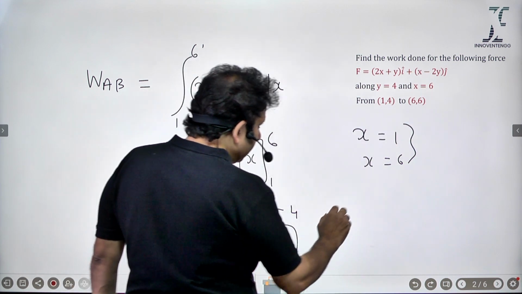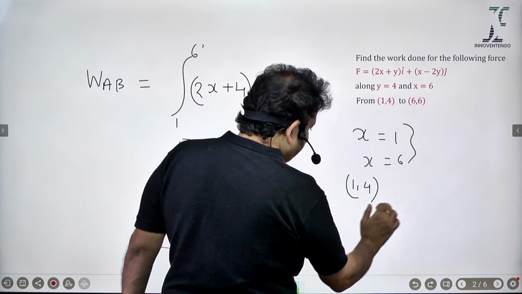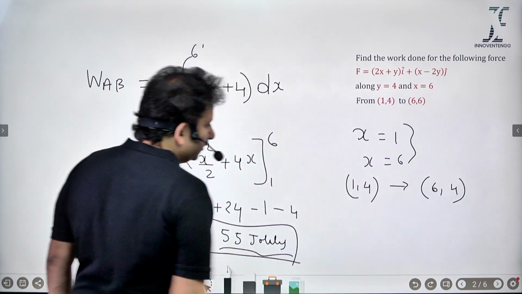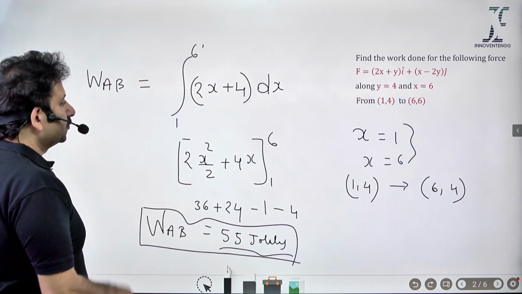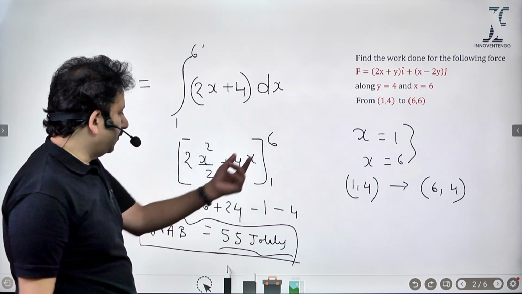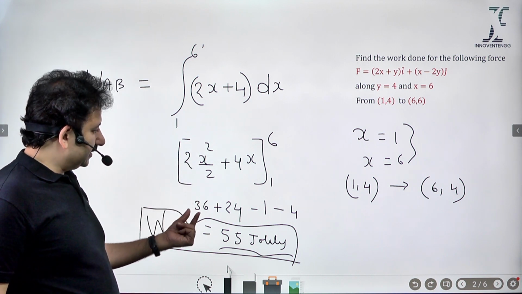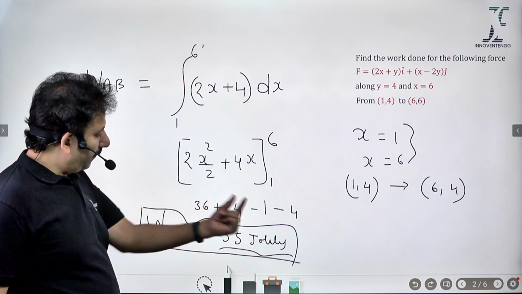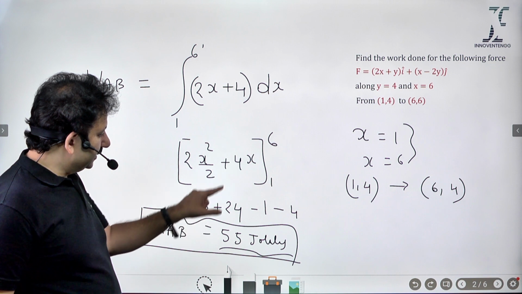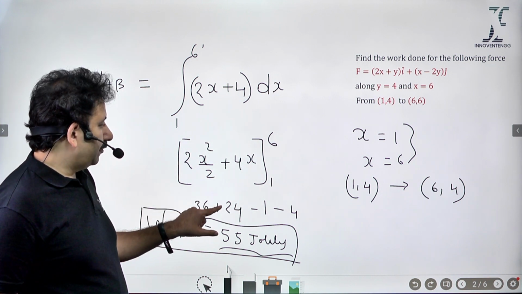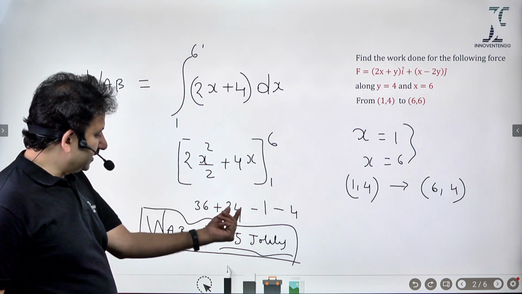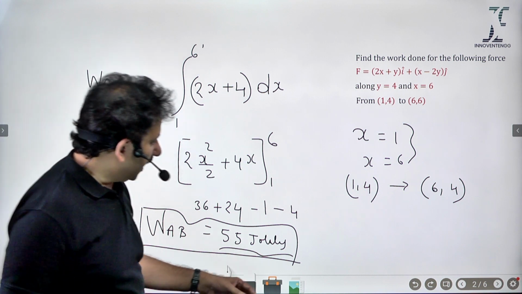So therefore, in fact, you start from 1 comma 4 and go all the way to 6 comma 4, because your y does not change and later on your y changes. So when you integrate, you will get 2x square by 2 plus 4x, upper limit and lower limit. Upper limit, when you substitute, it is 36, 4 into 6 is 24, minus, both of them are going to be minus because both are plus here. So x1 minus, and then x4, that is also 1 into 4, that is also minus. So therefore what happens, it is 60 minus 5, it is 55, as simple as that.